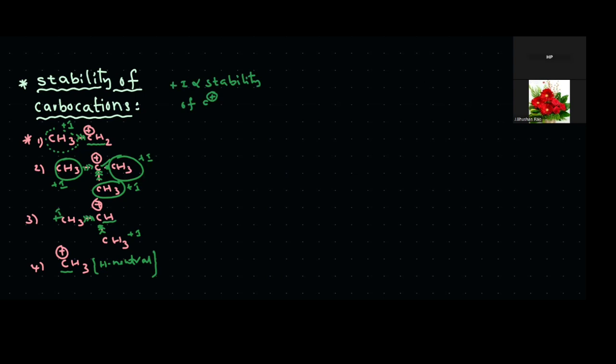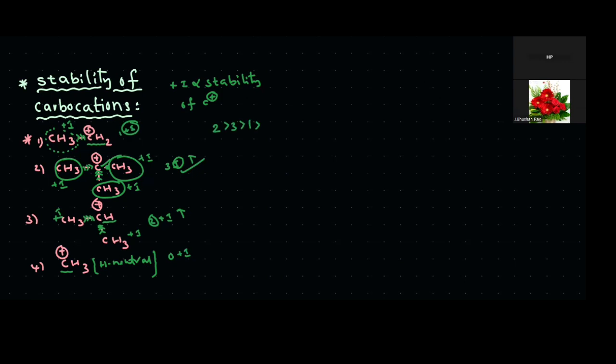Here, three inductive groups increase the density. Here, 2 plus I groups increase the density. Here, 0 plus I groups, so there is no change in the stability. Here, coming to this one, 1 plus I group. So which one releases electrons most effectively? The second one. Now the stability order is 2 is greater than 3 is greater than 1 is greater than 4. So this is the stability order for the given carbocations.